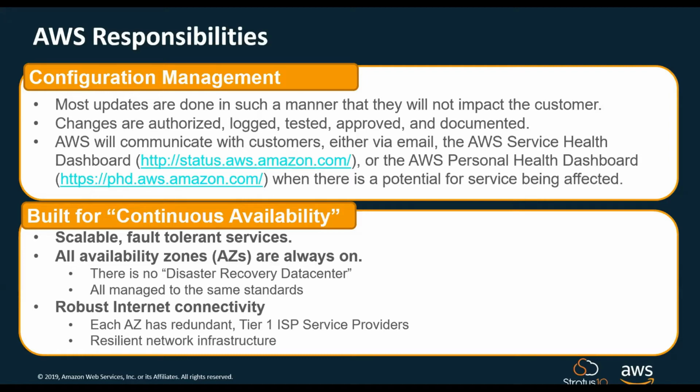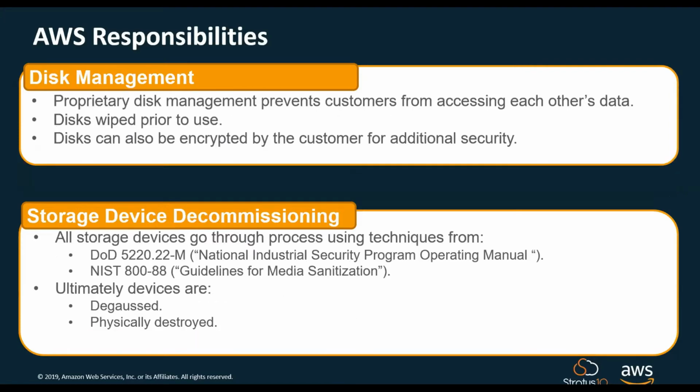Right? They also are responsible to make sure that things are built for continuous availability, that things scale and are fault tolerant, that your availability zones are always on, right? And that's why there are multiple availability zones across every region, to make sure that if something were to happen, there's still a backup. And to make sure that there is always robust internet connectivity across all of the AWS services, regions, and availability zones.